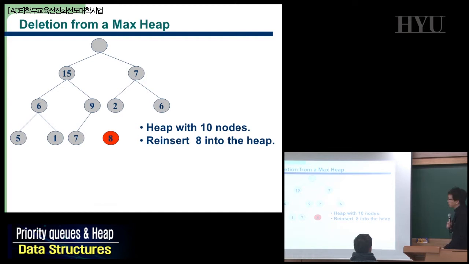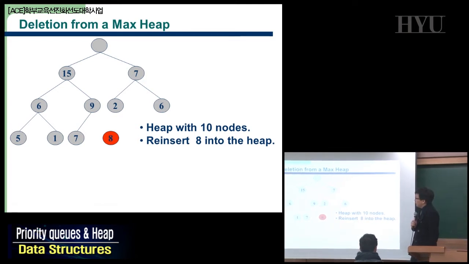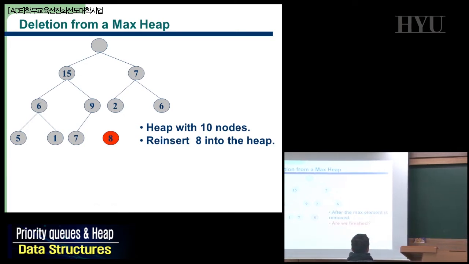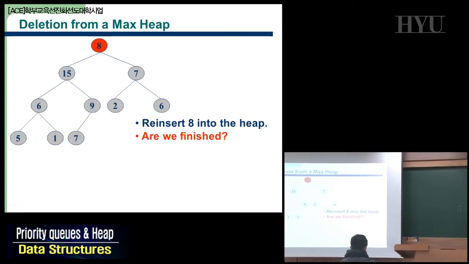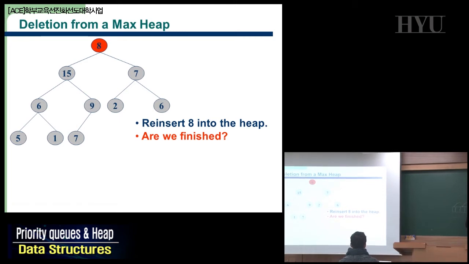So in terms of replacing the element, I'm going to reinsert 8, which was already there, into the heap from the top. I take out the last element and put it in the root position. It's one of the ways. Reinsert 8 into the heap from the top. We finished.